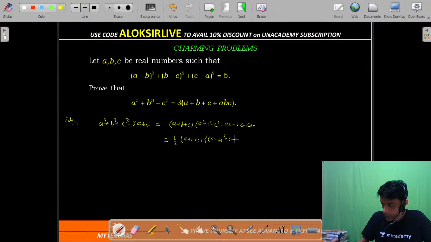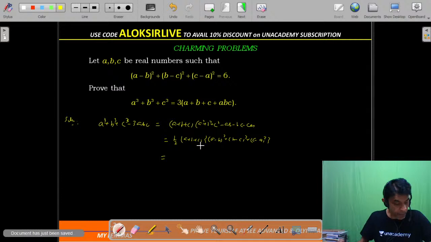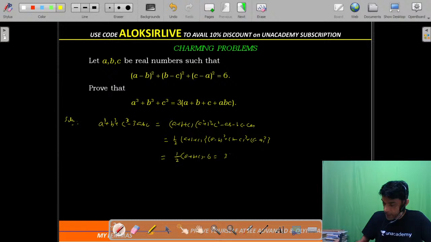And this value is given to be 6. So I'll get half times a plus b plus c times 6. So that is 3 times a plus b plus c. So now I will get a cubed plus b cubed plus c cubed; I transpose to this side, so 3 times a plus b plus c plus abc. So we got this proved.